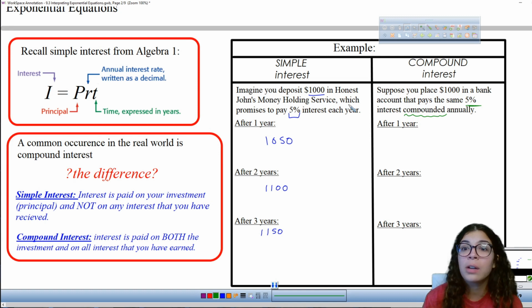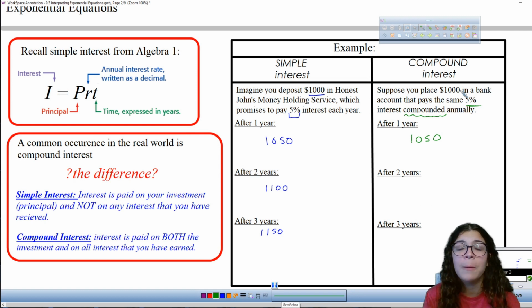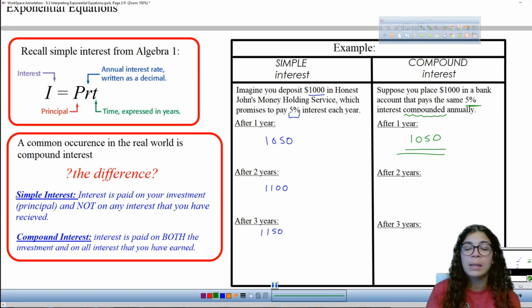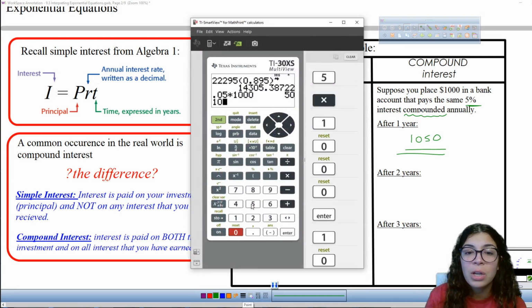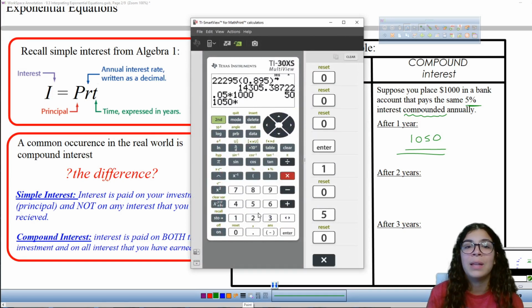So the first year, it's the same because we get $1,000, 5% of that $1,000 would be $50. So we are at $1,050. So far, no difference. Now here's where the difference comes in. On the second year, you're not just getting paid 5% on the initial investment that you made, you're making 5% of whatever is the balance of the account, which is $1,050. So you're not only making 5% of the 1,000, you're making 5% of the $1,050.